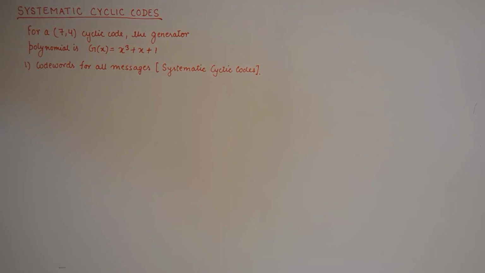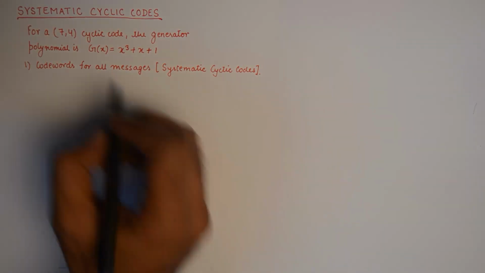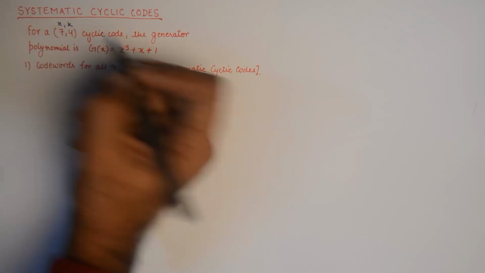So we have a question here. We'll do a question, and with this question we'll understand how the systematic cyclic codes are generated. So for a 7,4 cyclic code, the generator polynomial would be given something like this, and we need to find out code words for all messages. Now please understand that this is n and this is k.